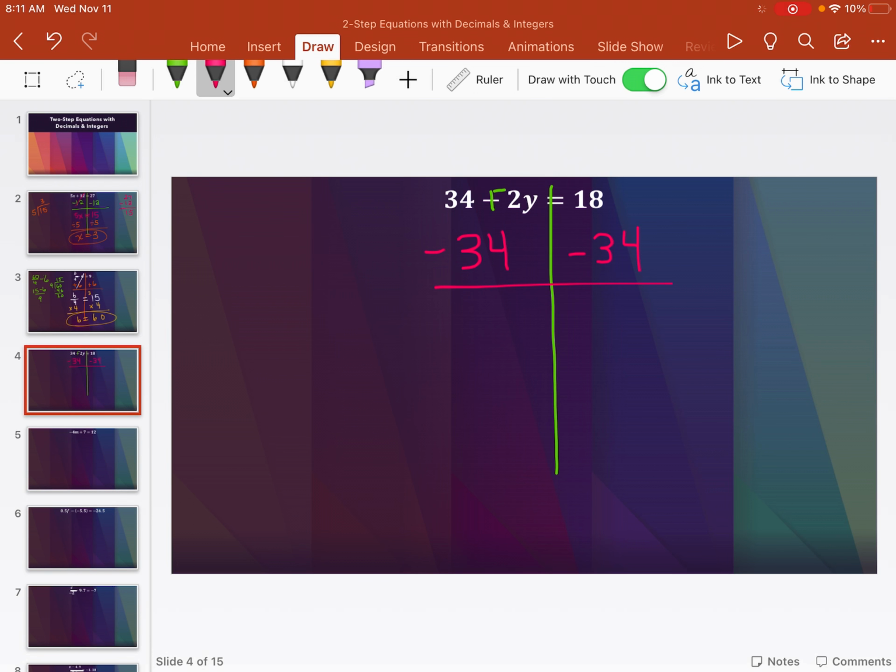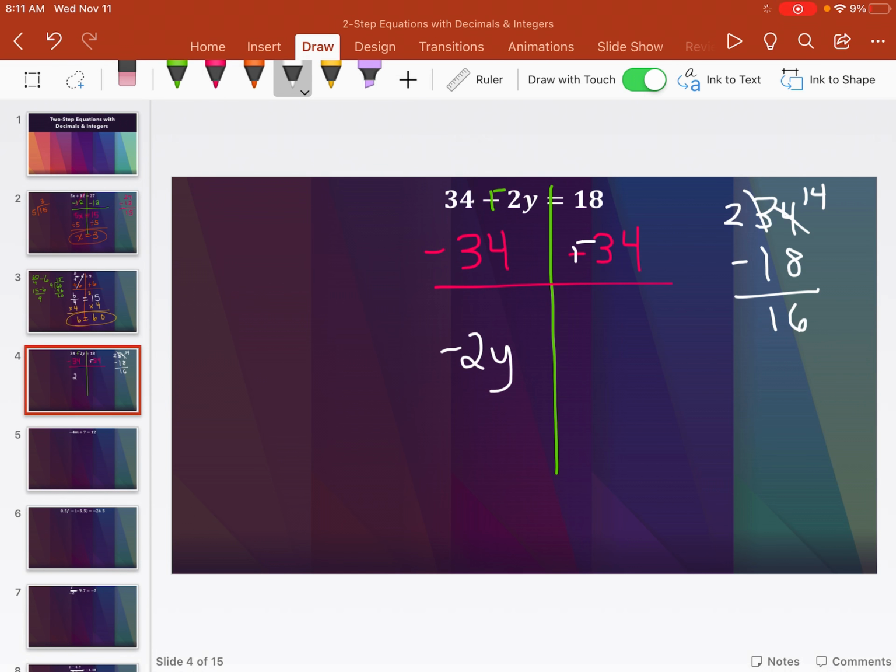Okay, and then over here, right, this is like keep, change, change. I'm like adding a positive and a negative, so different sign, subtract. 34 minus 18, and I need to borrow. 14 minus 8 gives me 6. 2 minus 1 is 1, so 16. So I have negative 2y equals negative 16, because keep the sign of the larger number. The 34 was larger, and it was negative. Now I can divide by that negative 2. Divide by negative 2.